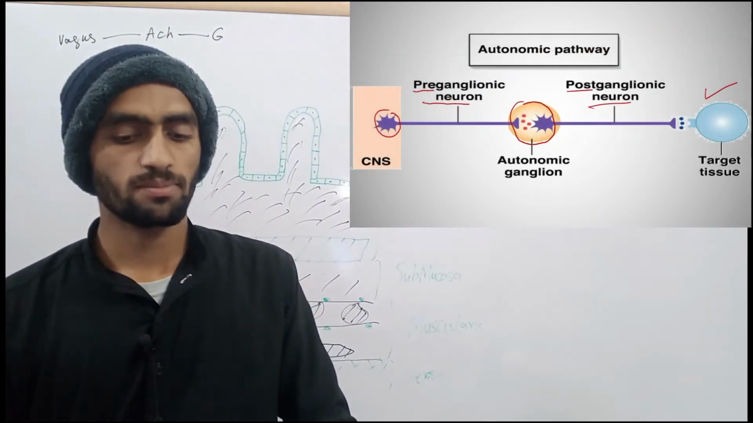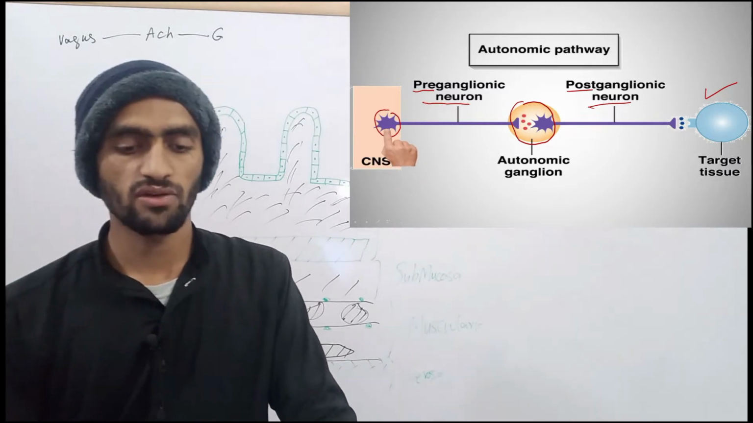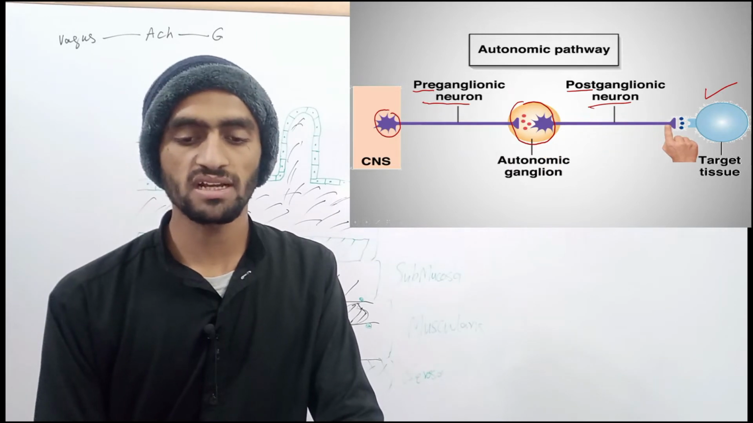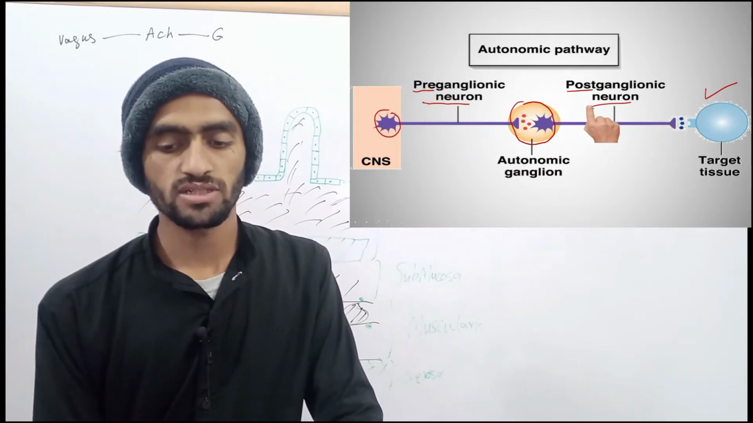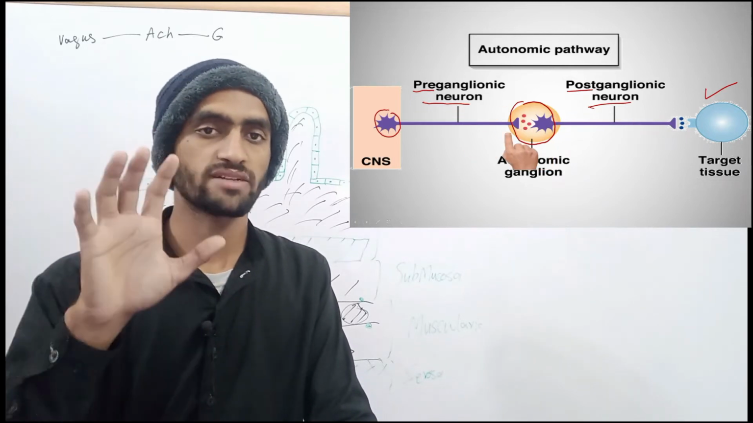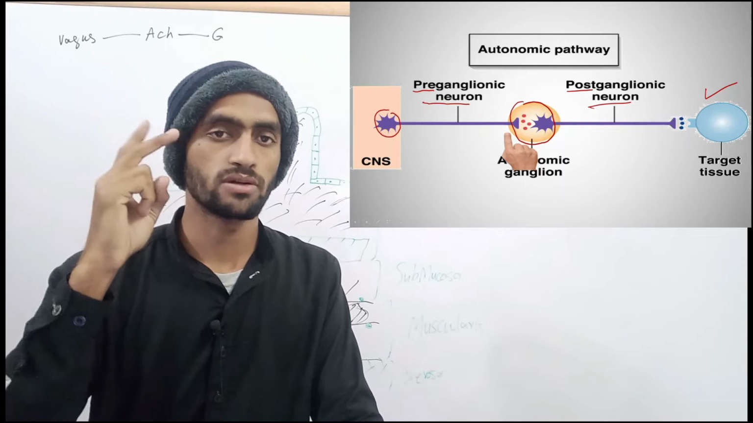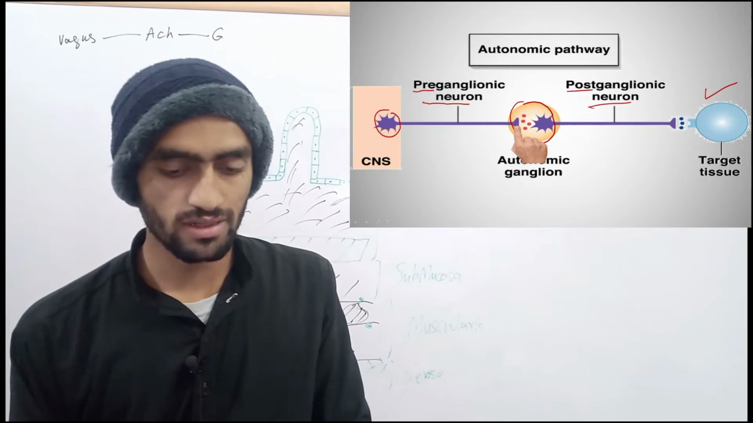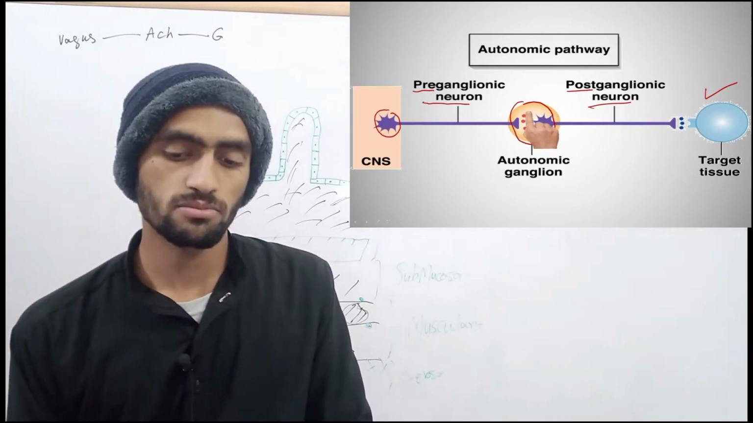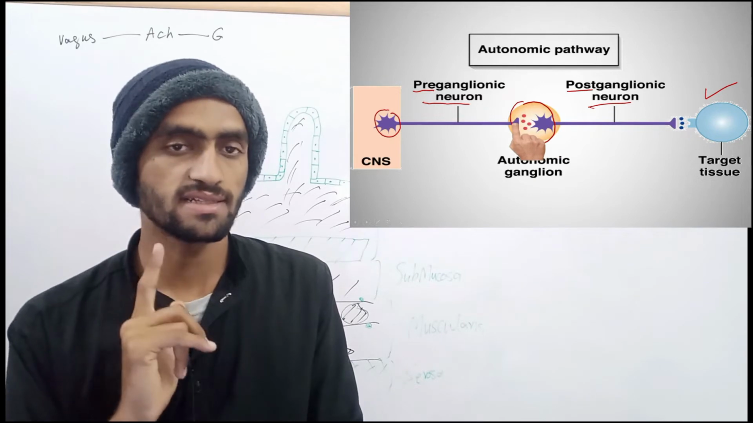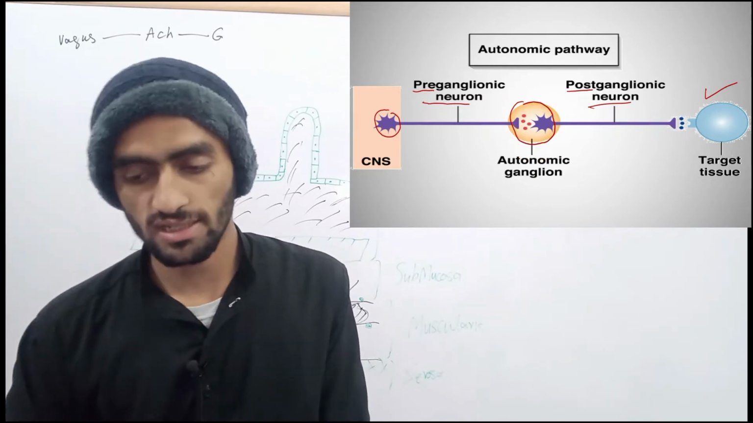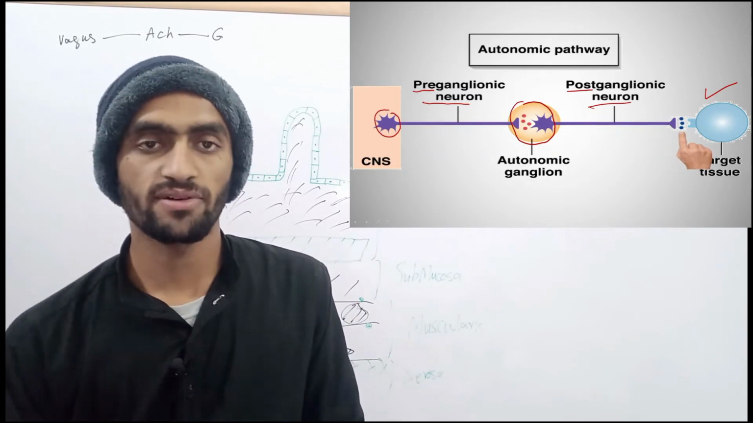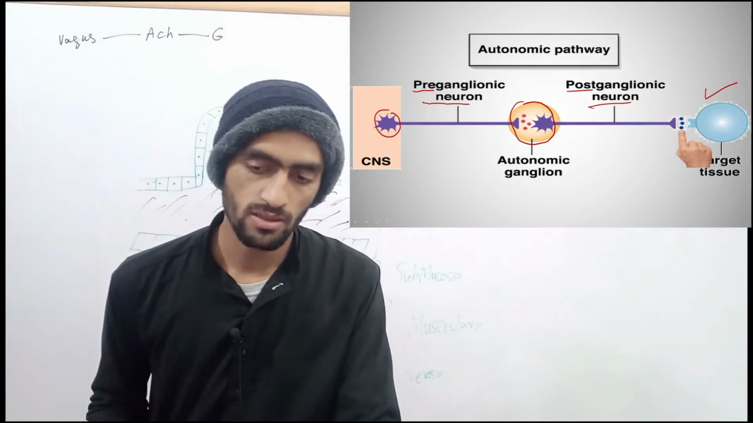So, autonomic pathway, two types of neuron. One is before the ganglia and the other is after the ganglia. The before is preganglionic neuron, the after is postganglionic. What is ganglia? Collection of cell bodies. Neurons have three components: axon, dendrites, and cell body. The group of cell bodies is called ganglia. The neuron which is before the ganglia is preganglionic, which is after the ganglia is postganglionic, which shows the neurotransmitter. The nature of the neurotransmitter defines the regulation.